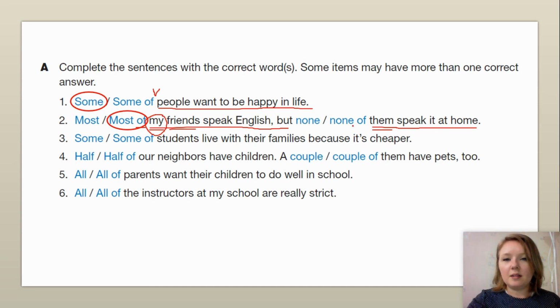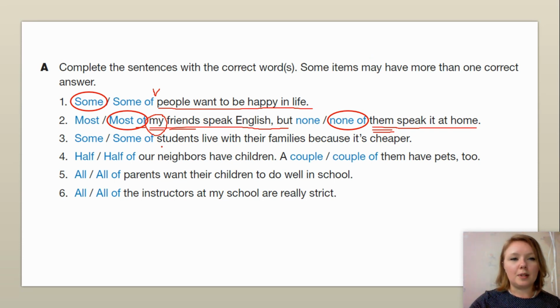And would I say none or none of? I would say none of them, right? Here we have our pronoun, none of them speak it at home. This is all part of one specific example. Most of my friends speak English, but none of them speak it at home. Let's go to number three.